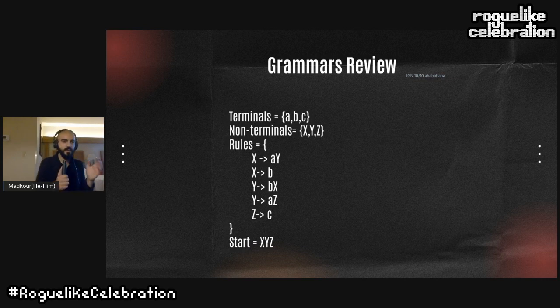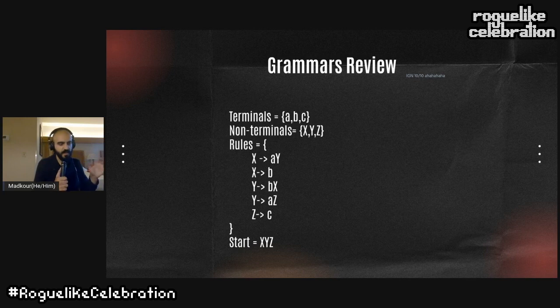And what you do as part of the grammar or the rewriting system is that you look at your start sentence or your start state, you see the non-terminals, you look at your rules, you figure out a rule that applies, and then you replace that. You replace your X in this XYZ example, for example, with AY or B, replace Y with B, X or AZ, and replace Z with C, right?